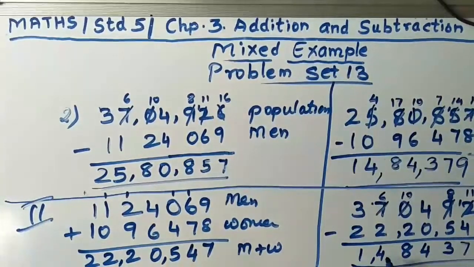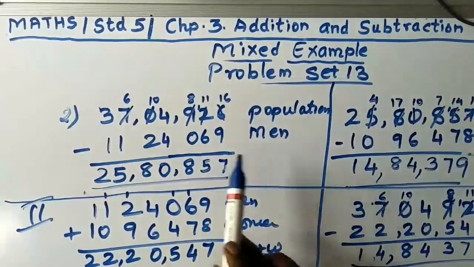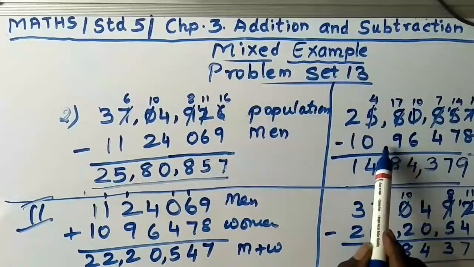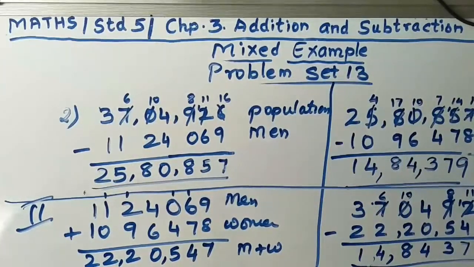These are the numbers, the total number of children. So I have taught you two methods. One, first subtract this number. Whatever answer you get, you subtract the other number. You get the number of children.